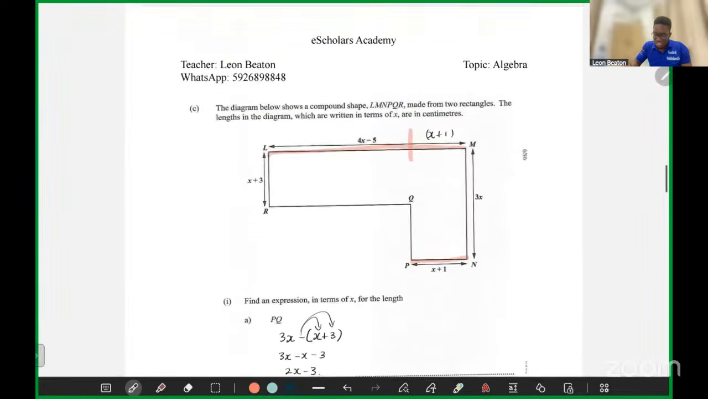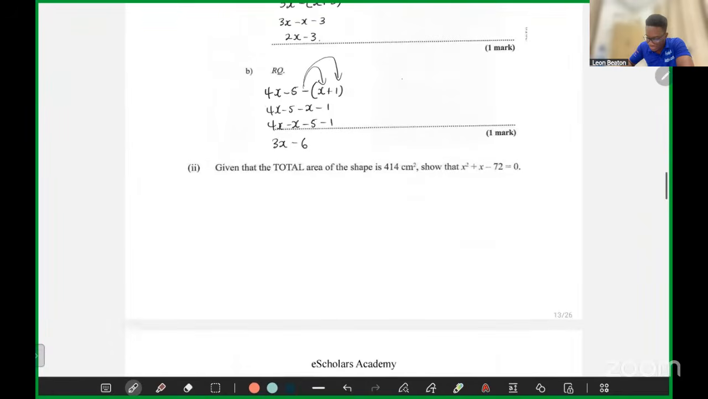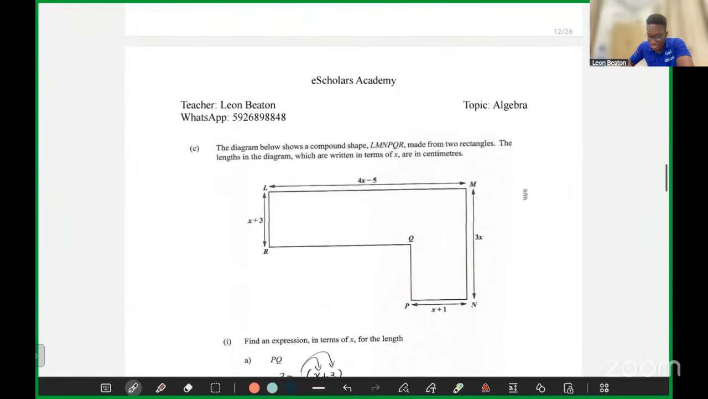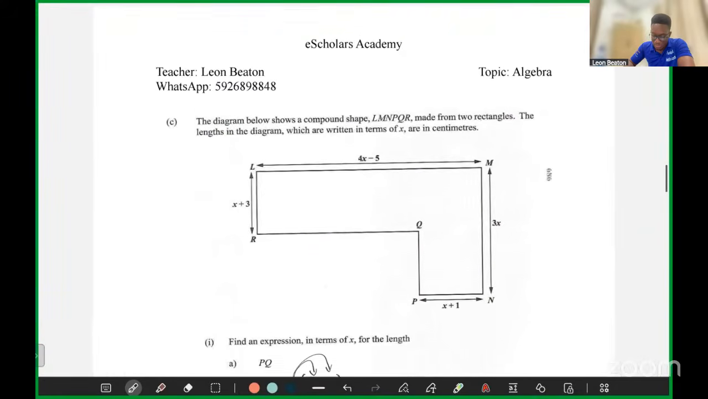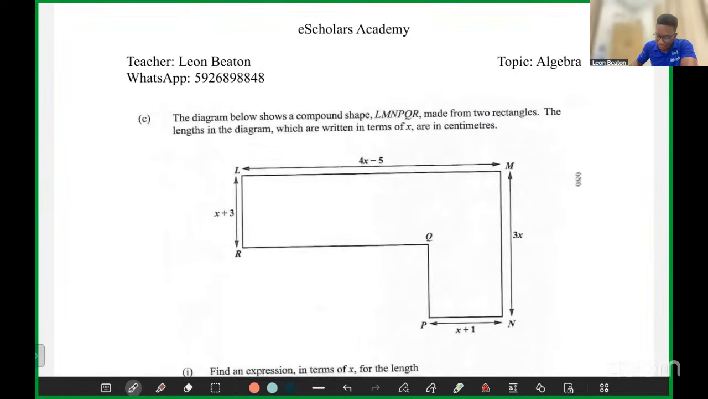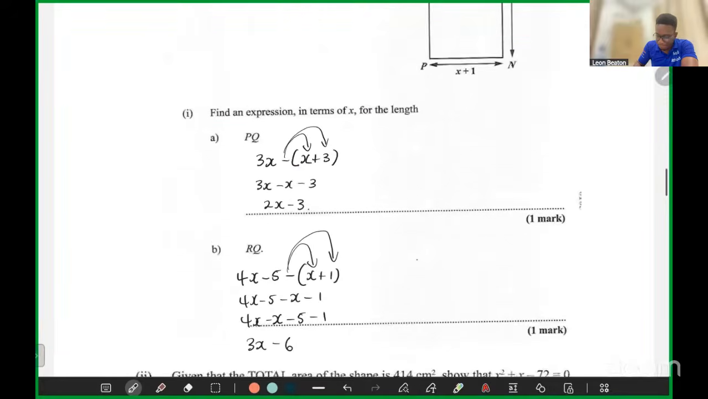So let's go back to the shape. This is probably worth about 3 marks, because there's a lot of work you gotta do. So let me zoom up now. The thing is, we need to find an expression for the area of the shape, and then equate that to 414.